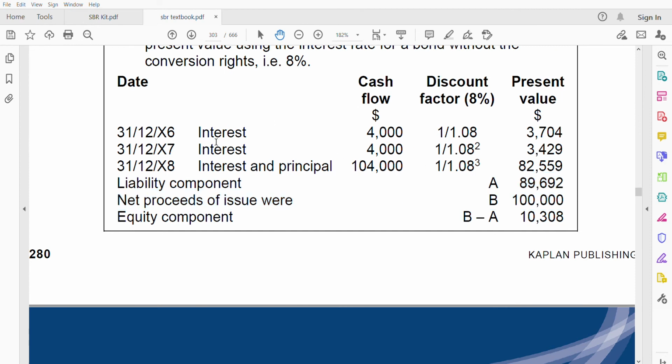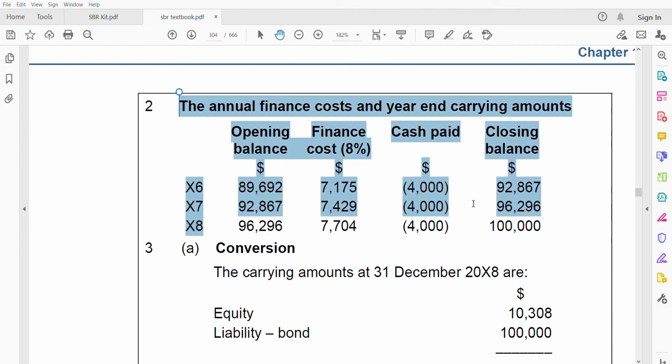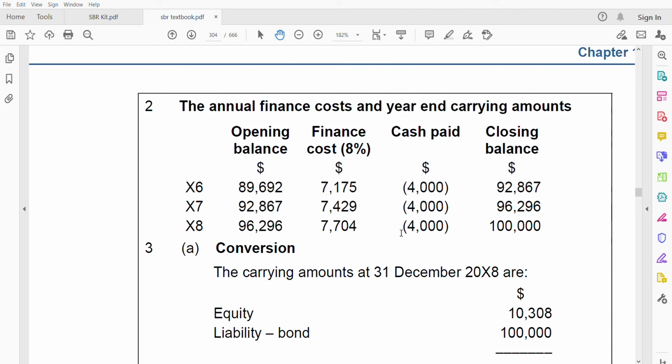You have to use this second table. This is known as amortized cost for the liability. You need to do this. Number 2 is also there. All the steps need to be done in order: 1, 2, 3. So you start with that. On that you take 8%. You take 8% on the opening balance.